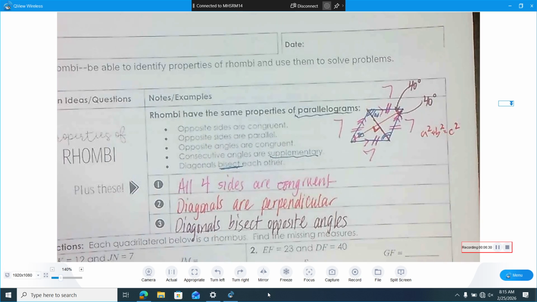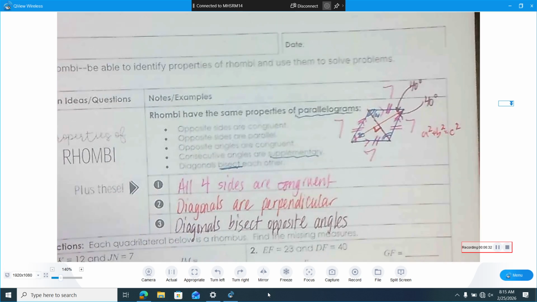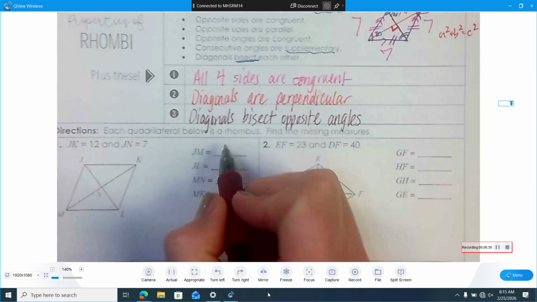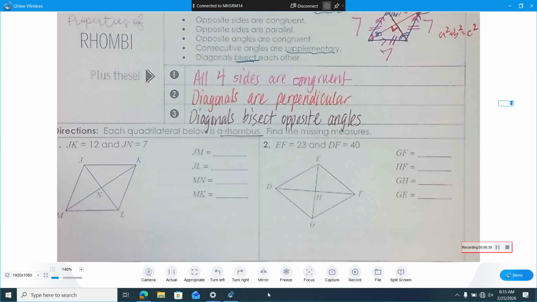Okay, let's look at number 1. Each quadrilateral below is a rhombus. So I think the really important thing for a rhombus is parallelogram plus 4 congruent sides, really.